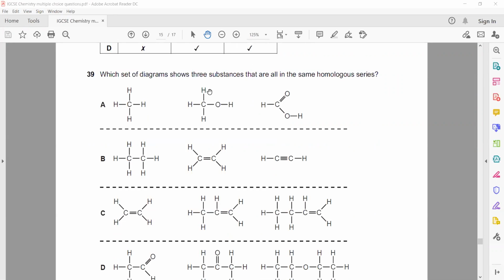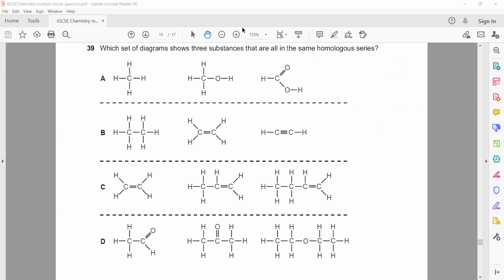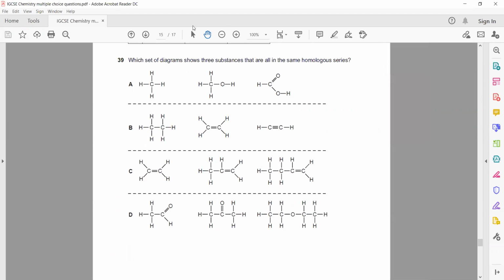Which set in the diagram shows three substances that are all in the same homologous series? To be in the same homologous series, they should have the same functional group. This one is alkane, alcohol, and carboxylic acid. This one is alkene, alkene, and alkene, because there's a double bond. And this one is carboxylic acid. You will learn in A level: this is called a ketone, and this is called an ether, when oxygen is linking the two molecules.